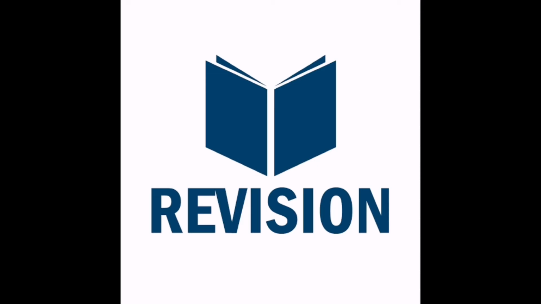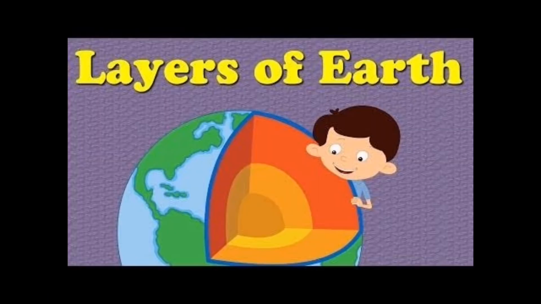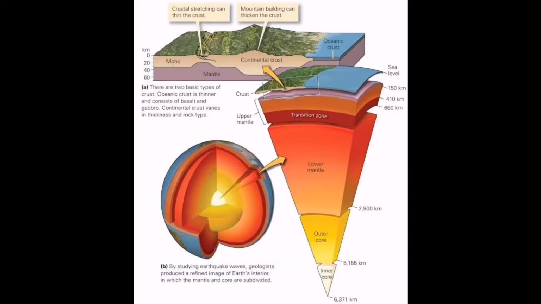So in the last lecture, children, we discussed the interior of the earth. We also discussed how earth was formed. Yes, first it was in the gaseous state and later on, slowly after cooling down, it solidified. And we also saw the various layers of the earth. The layers of the interior of the earth are the crust, the mantle and the core.